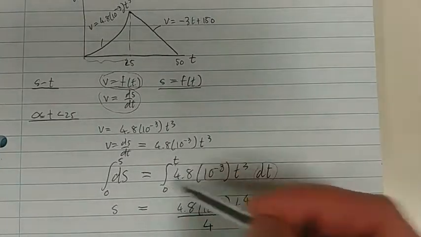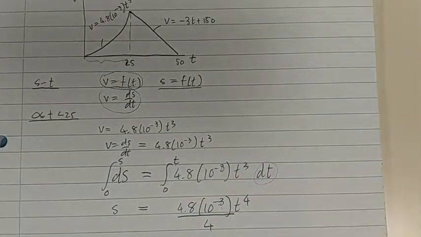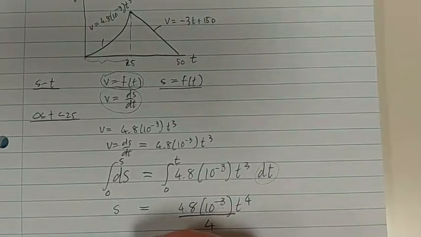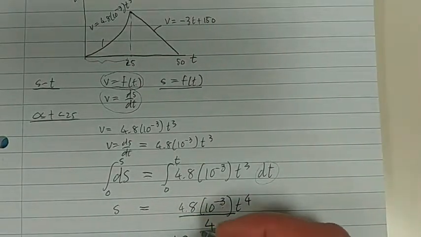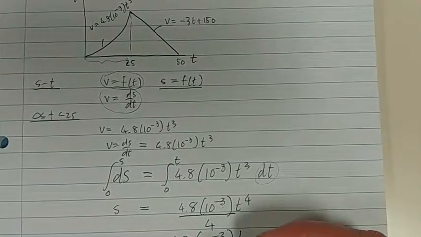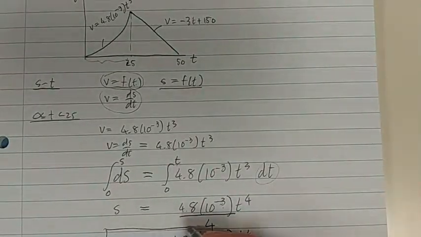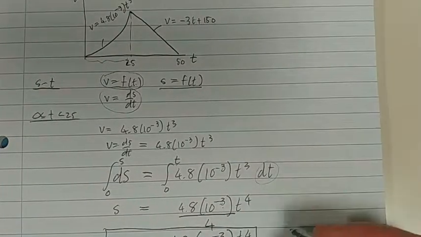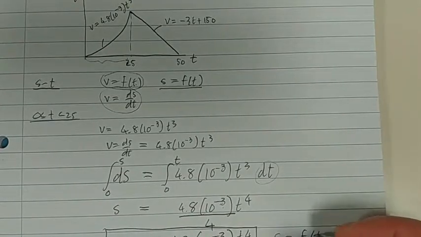Okay, and because it's between t and 0, that just stays like that. And this then becomes 1.2 × 10 to the minus 3, t to the 4. Excellent. We've now got our function, s as a function of time.